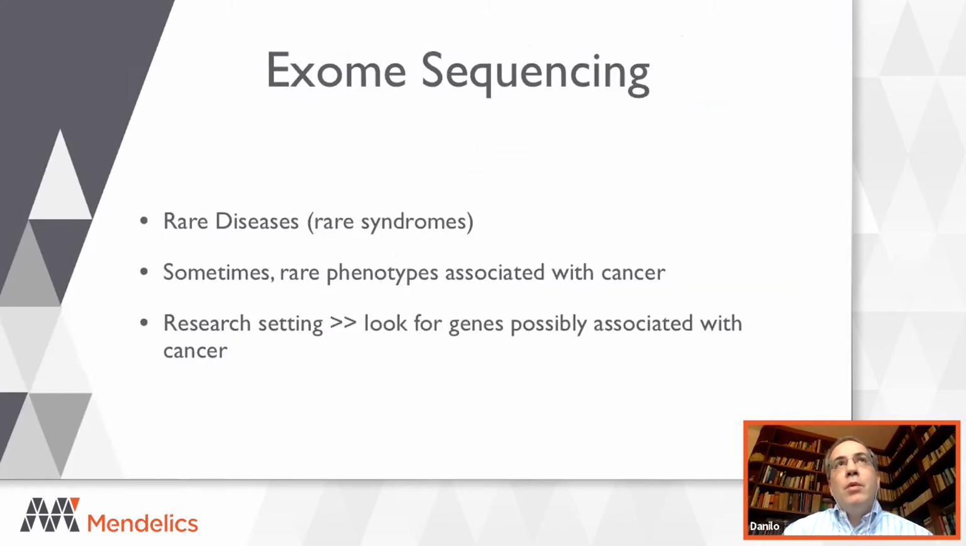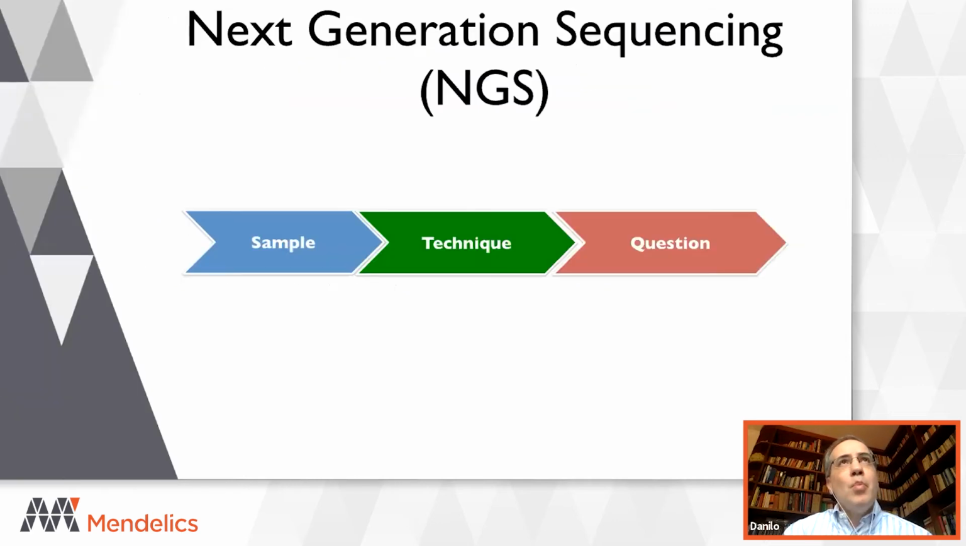So I would recommend exome sequencing when I have the possibility of a rare disease, a rare syndrome, and it's true, sometimes rare phenotypes are associated with cancer. So in this setting, I would recommend exome sequencing. But aside from that, only in a research setting. So this choice of the technique depends on my question. And as we will see in just a few moments, it depends also on my sample.